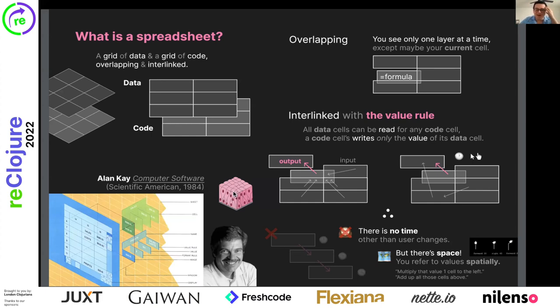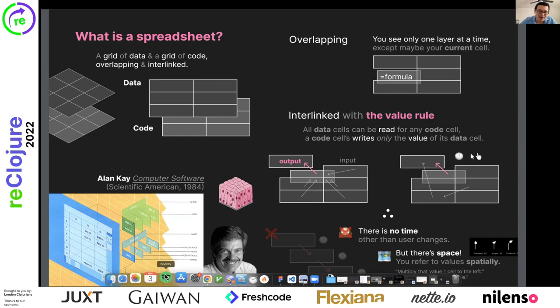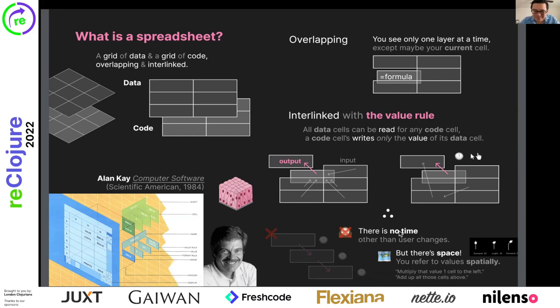And he compared spreadsheets to tissue, because he said they are the first multicellular software. You know, isn't that beautiful? Like, it's almost like if every cell was a computer or every cell was an object, but they are all connected, you know? How they're connected is the magic, of course. So the value rule is very simple. It just says that every other cell is readable.